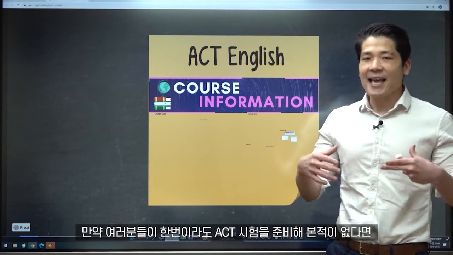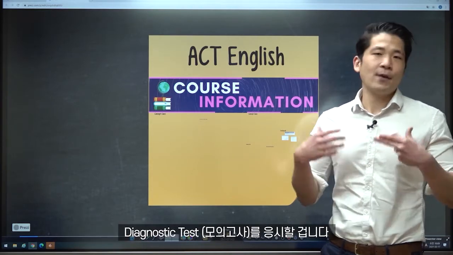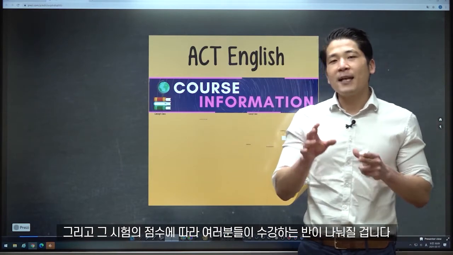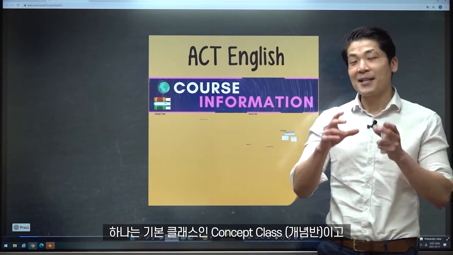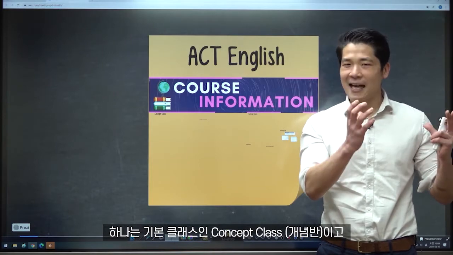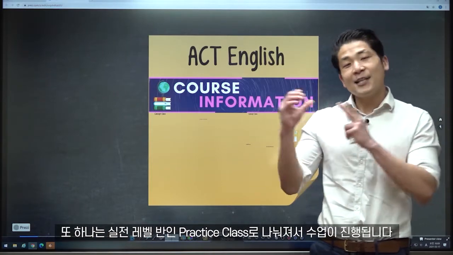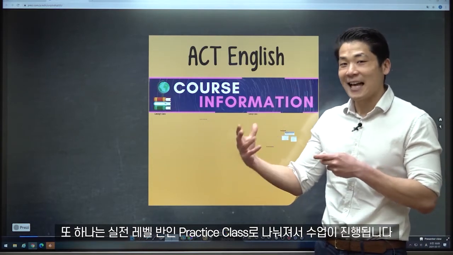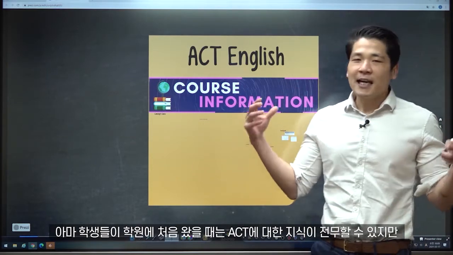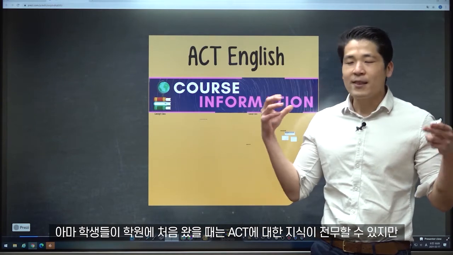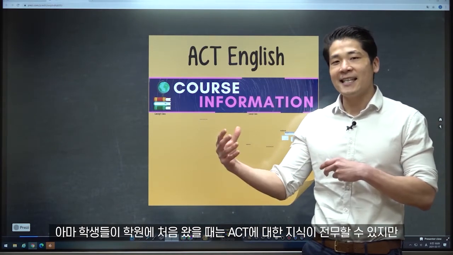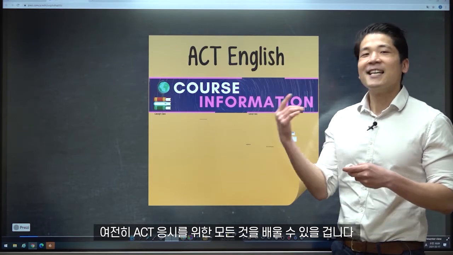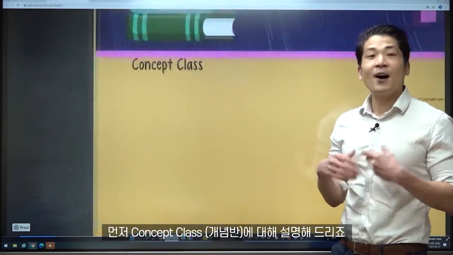You'll be taking a diagnostic test if you haven't studied ACT before. And depending on your score, you'll be placed into one of two classes. One, we have our foundational class called our concept class. And two, we have our practice test class, called our 실전 level classes. You can come into this course with no experience on the ACT, and still learn everything you need to succeed on this test. So first, we'll talk about our concept class.